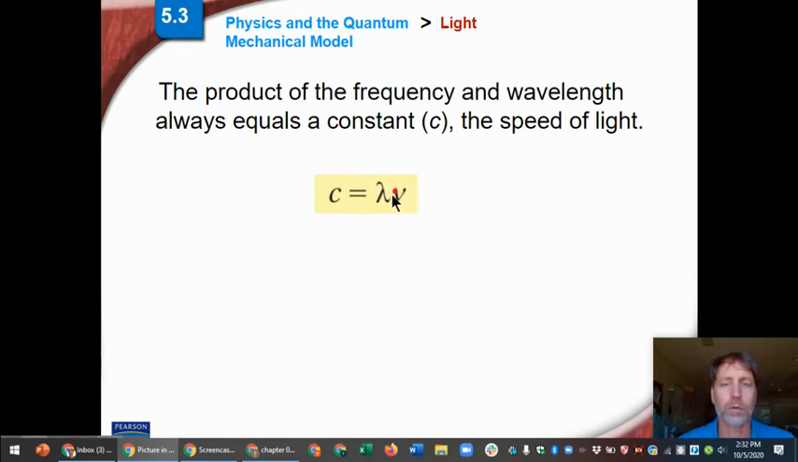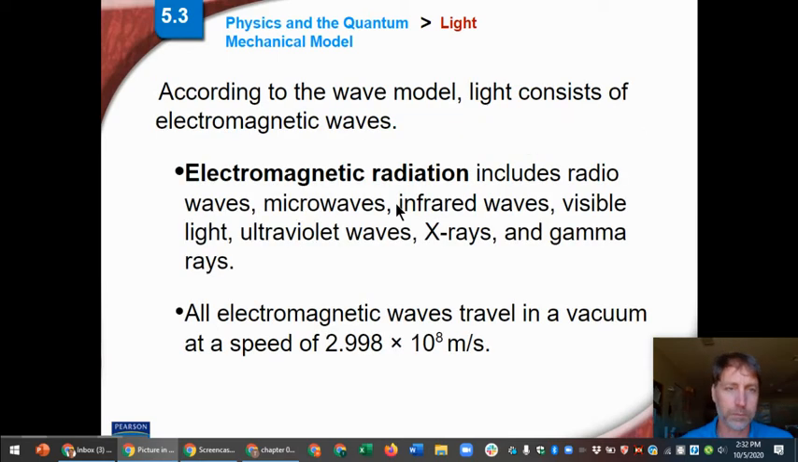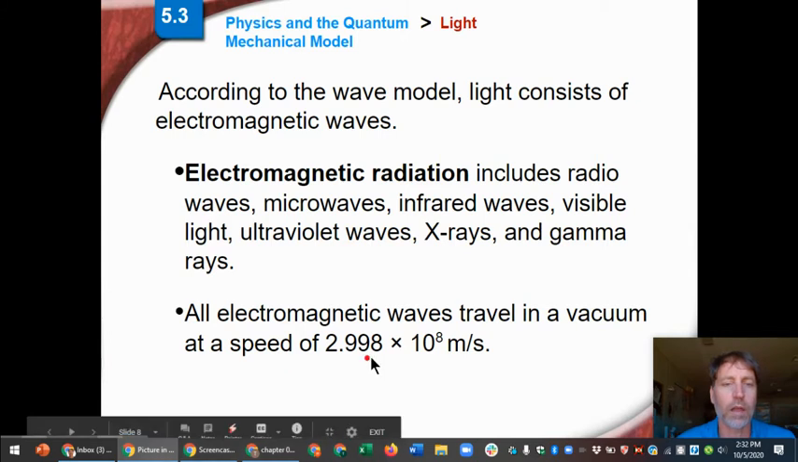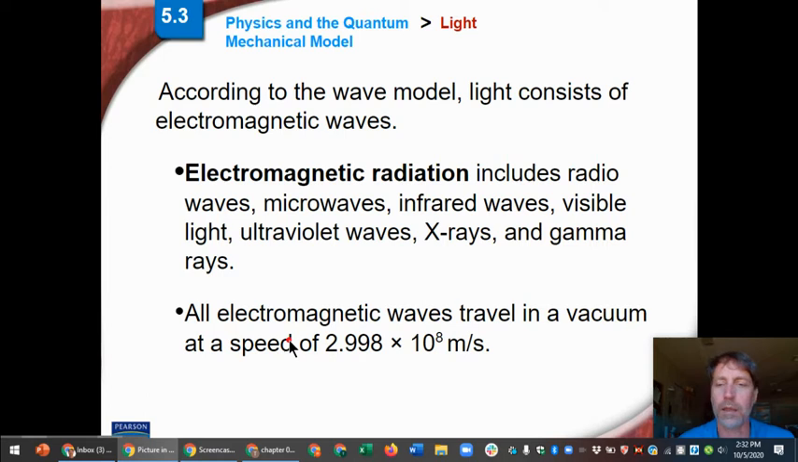Nu is for frequency. So the speed of light is the frequency times the wavelength. According to this model, there's what's called electromagnetic radiation. It includes all types of waves: radio waves, microwaves, infrared rays, ultraviolet rays, visible light, gamma rays, and X-rays. And they all travel in a vacuum.